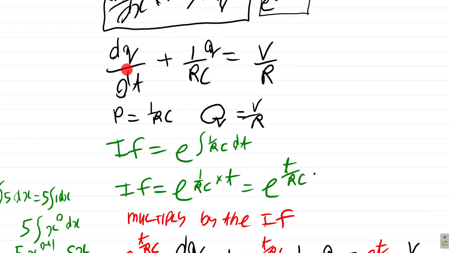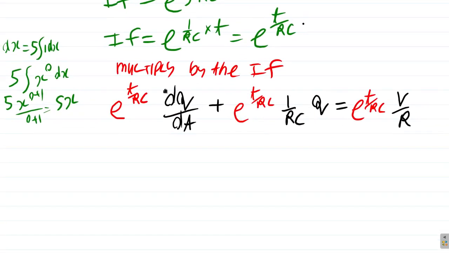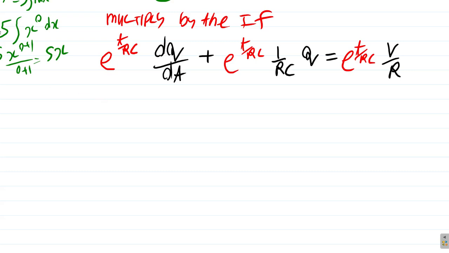Okay, and by the way, if you look back at this, you see it's a current, right? Rate of change of charge with time, plus Q over RC, equal V over R. I equals V over R. Alright. Now, let's look at what we have here.